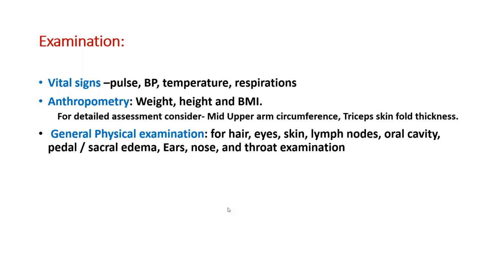Nowadays, there are so many applications available on a mobile phone. Otherwise, there are even machines which will tell you the BMI directly. So you really don't have to do much maths. But please try and calculate BMI for each patient.